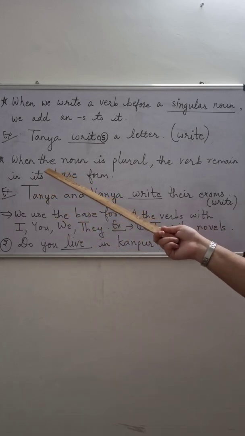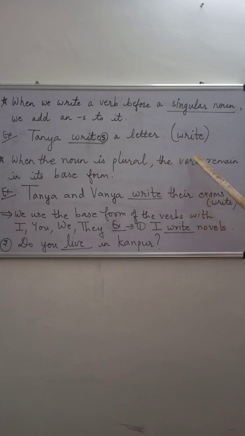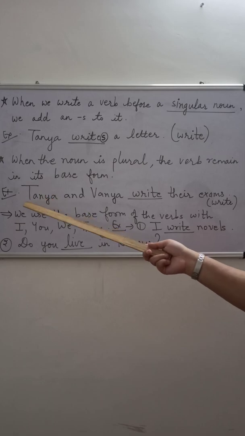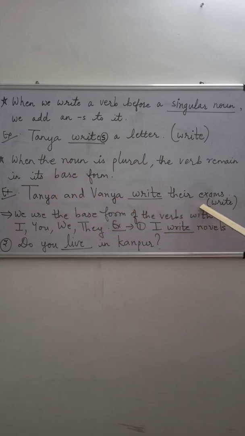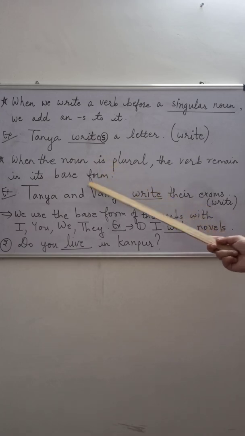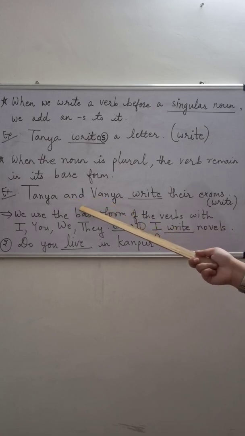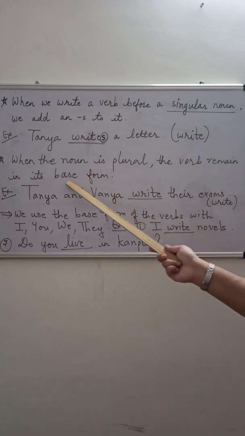Now see second rule. When the noun is plural, the verb remains in its base form. So now see this example. Tanya and Vanya dash their exams. Now here also we have to write the simple present tense form of the verb write. Now according to the rule, if the noun is in plural, so Tanya and Vanya, we are talking about two persons. So it is in plural, so the verb remains in its base form.